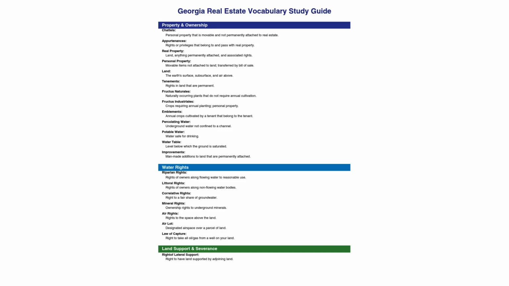Appurtenances are rights or privileges that run with the land. So it's really going along with whatever real property is conveyed. And then real property is the land or anything that is permanently attached, and associated rights like water rights, subsurface rights, mineral rights, and air rights. Personal property, once again, is movable. It's not attached to the land and is typically transferred by bill of sale.